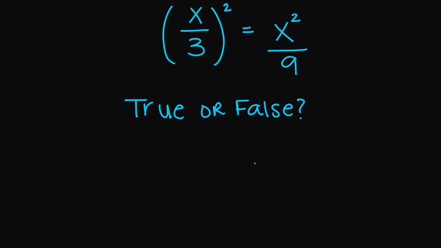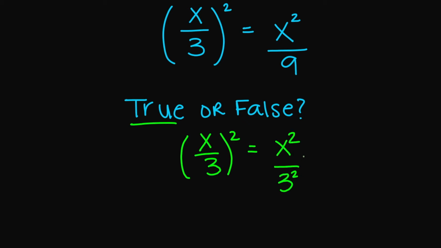And let's try this one. x over 3 raised to the 2nd power equals x squared over 9. Is this true or false? This is true. If I have x over 3 raised to the 2nd power, this equals x squared over 3 squared, which is going to give me 9. So x squared over 9. So this question here is true.